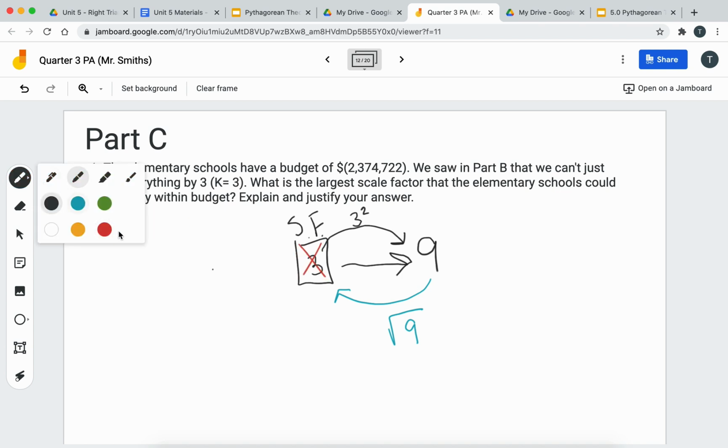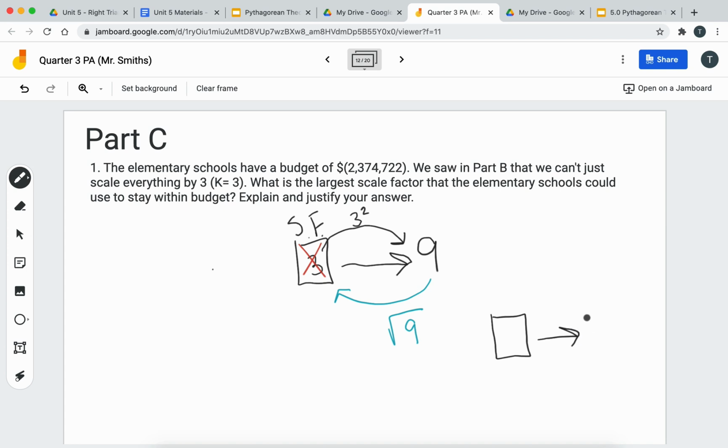Now, I want to figure out what is another scale factor I could use so that the area just gets 3 times bigger, because our budget is only 3 times the ELC. And I can even draw it like this. Here's the budget for the ELC, and the budget for the elementary school is 3 times bigger.